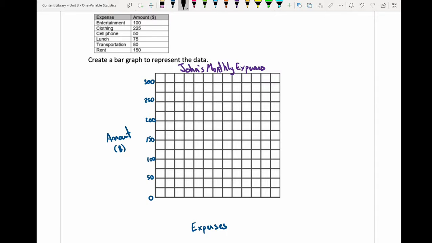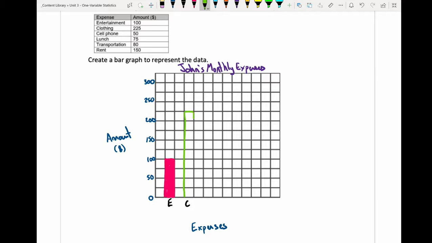The first column is entertainment, so we'll put E, and John spends $100 on entertainment. So I'm going to put a bar up to 100. Choose to color it in if you wish. And then I'm going to move on to the next one. Clothing, we'll just leave it as C, is 225. So I'm going to put a bar up to 225.